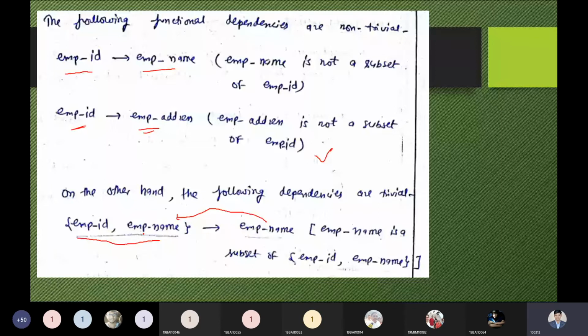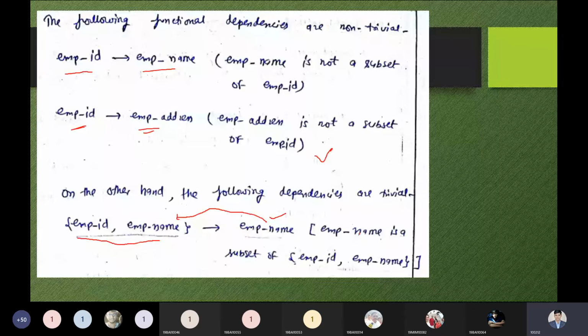But instead of the employee name, if I take the employee address, then this makes this dependency non-trivial. Okay, this is non-trivial. This is an example of non-trivial functional dependencies.